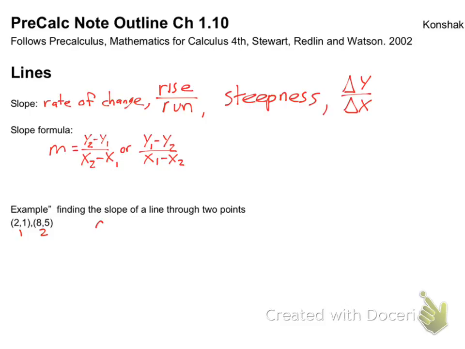So I'll say 5 minus 1 over 8 minus 2, and you end up with 4 over 6. Reduce that down, 2 over 3. So the slope would go up 2, over 3 to the right. Not an issue. Most of us, if not all of us, have used slope about 500 times in the last 3 years.